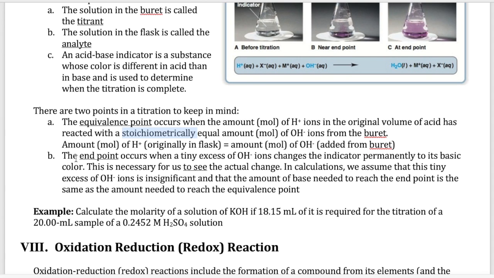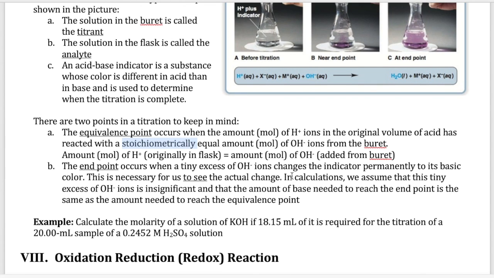Now, there's another term called the endpoint, which is almost similar to the equivalence point, but not quite. The endpoint is actually the point when the indicator changes color. The equivalence point is the point when the quantities of the acid and the base are stoichiometrically equal. So you might think that those two things are the same, but they're not quite. We do try to pick the endpoint to be close to or equal to the equivalence point, so that as the indicator changes color, that also tells us that the quantities of acid and base are stoichiometrically equal to each other.